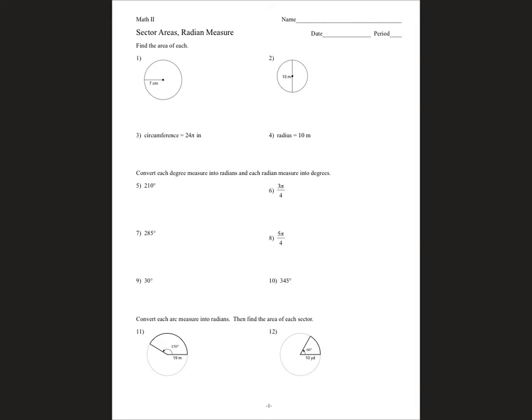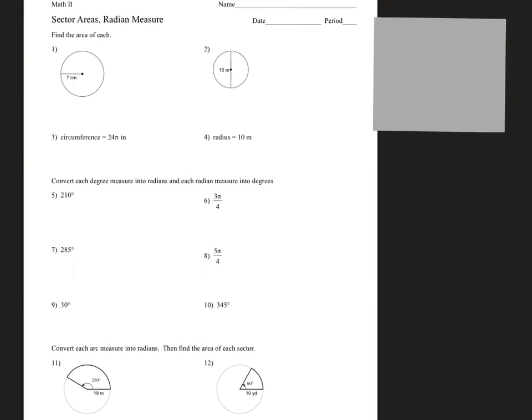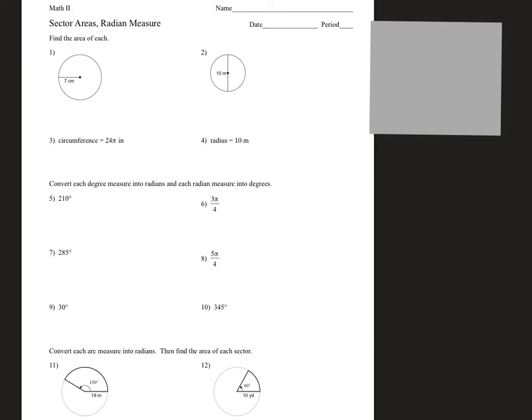Okay, so last piece of the notes, I was going to go over some of the worksheet that I'm posting for today. So, we've got sector areas and radian measure. I think that you guys can probably find areas of circles. You were able to do that on the quiz, so I think you're up to it. Let's look here at converting degree measure into radians and radian measure into degrees.